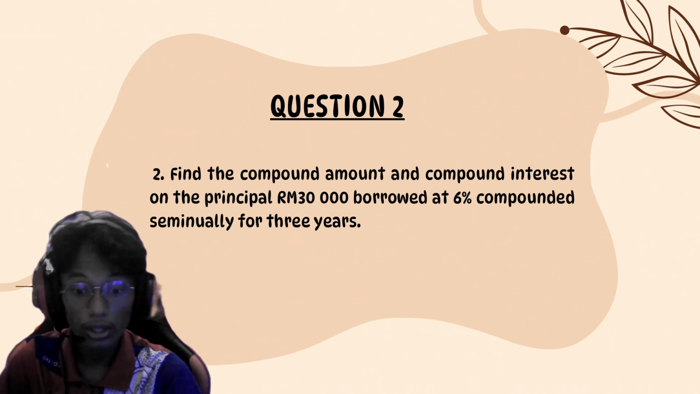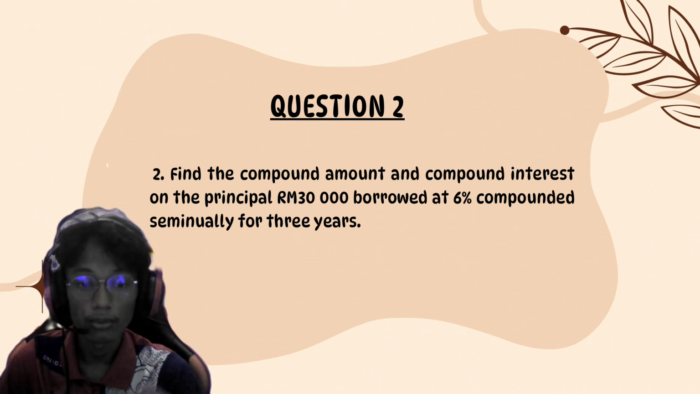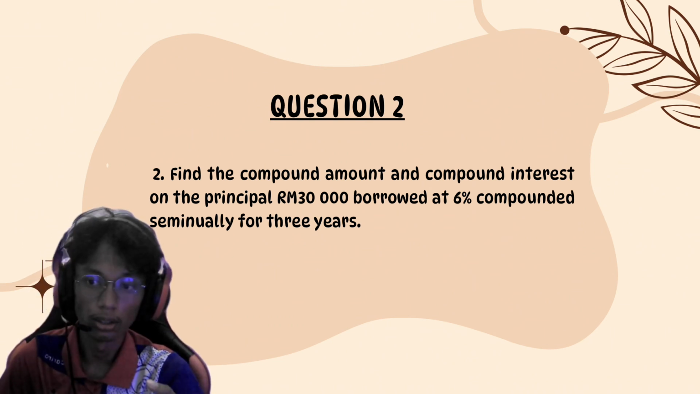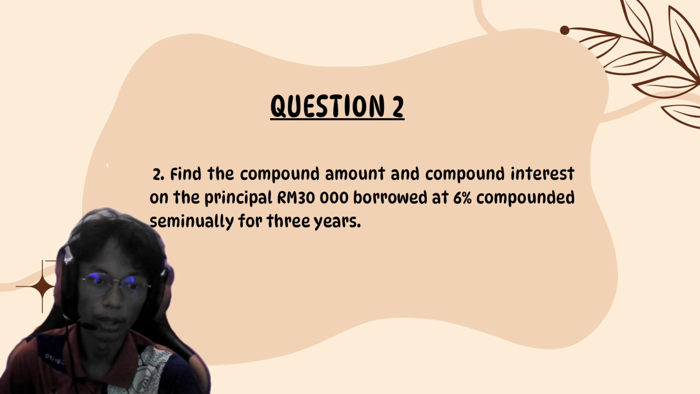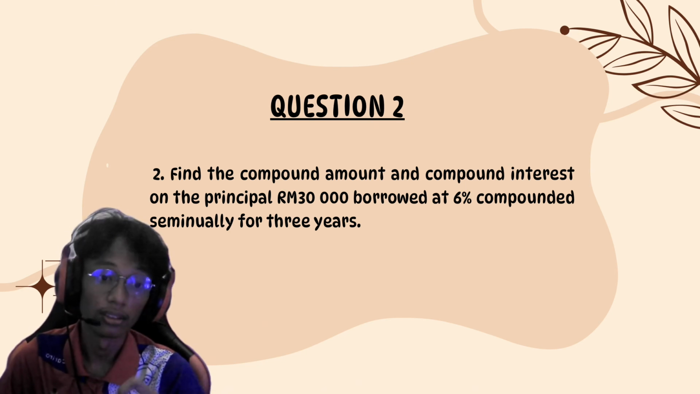So what should we use? What formula should we use in the question number 2? Well, of course, we use the compound interest formula, which is A is equal to P(1 plus R divided by N) to the power of NT.